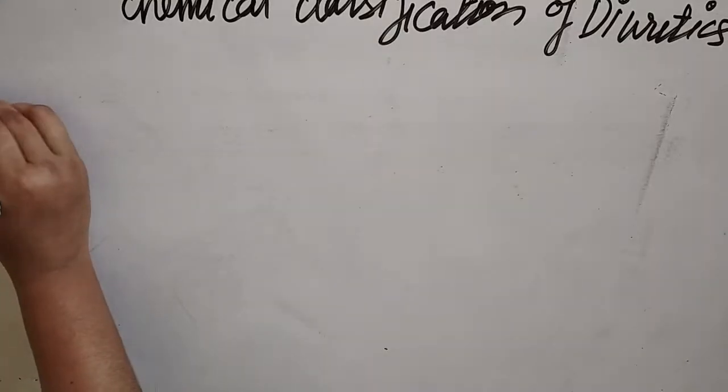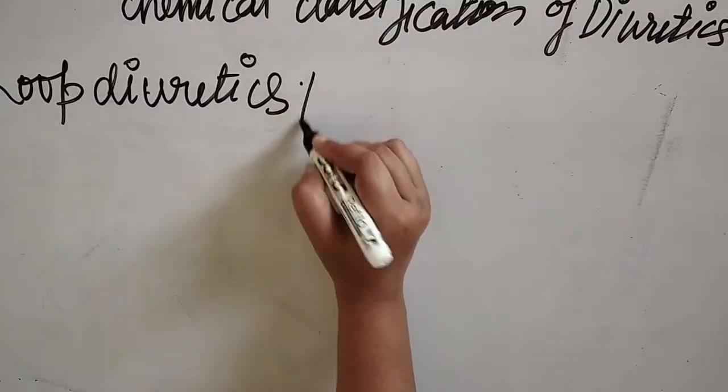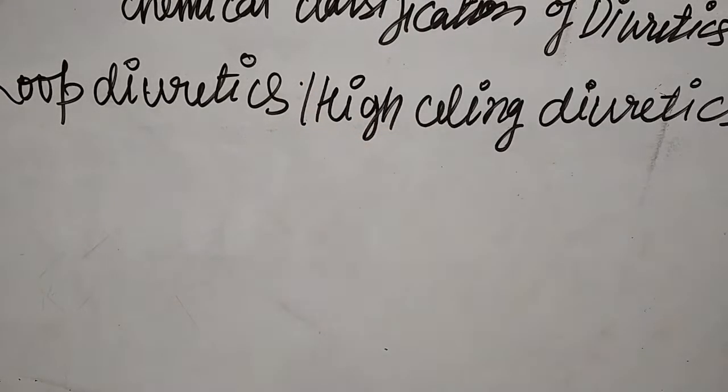The third category is loop diuretics. They are also known as high ceiling diuretics. They generally act on the loop of Henle present in the nephron. An example is furosemide.